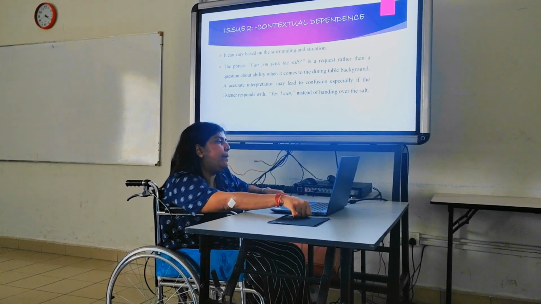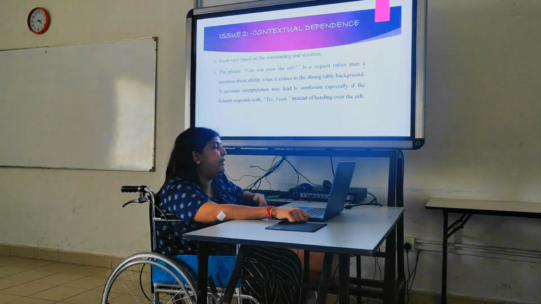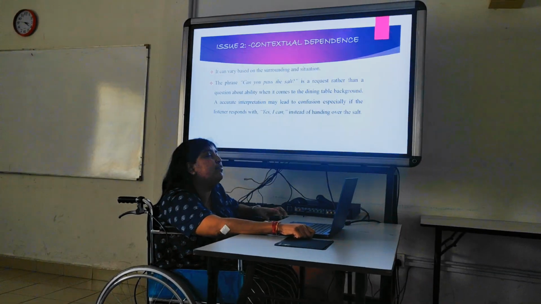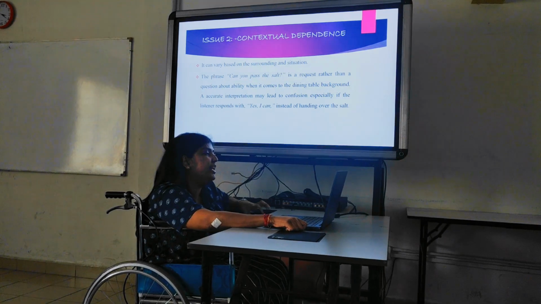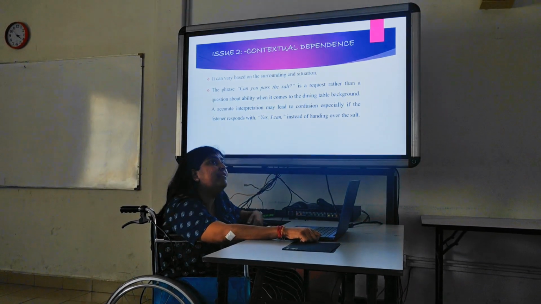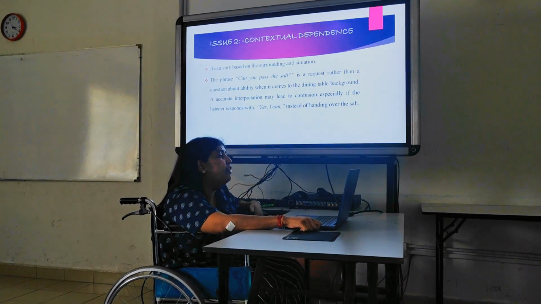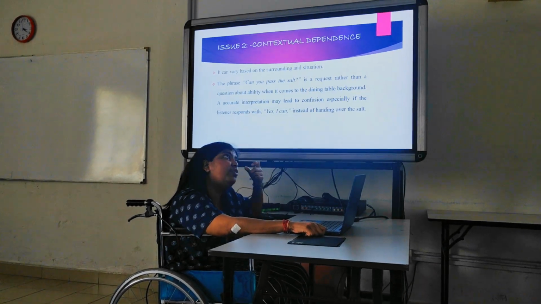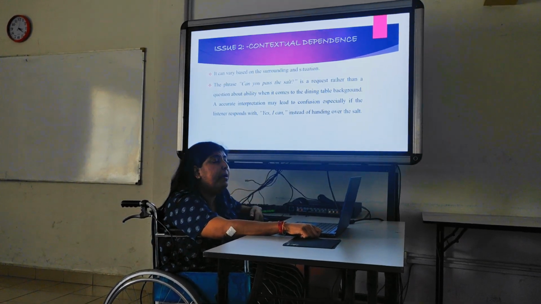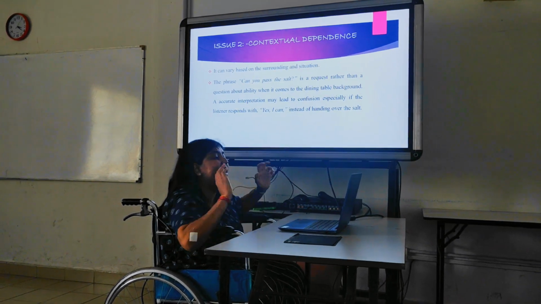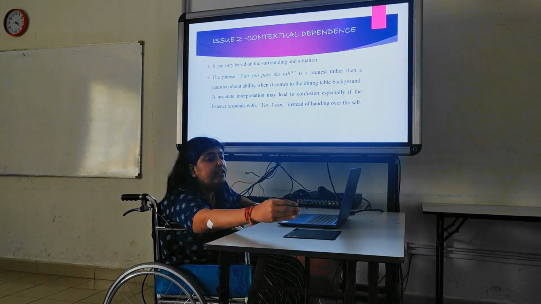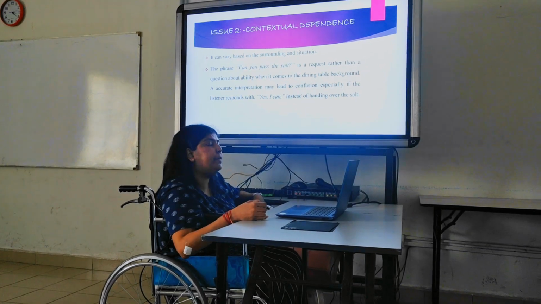The second issue that happens under pragmatics is contextual dependence. Okay, contextual dependence, it depends on the surroundings where we are using the language. For example here, can you pass the salt? It is a request rather than a question about ability. Usually we use can when we are talking about ability, but here it's a request in a dining table context, where I want another person to get the salt for me.